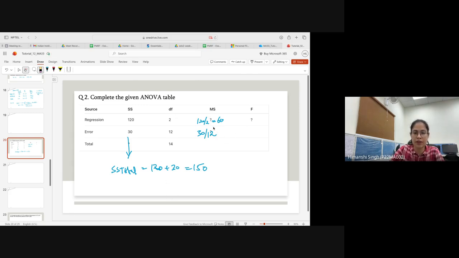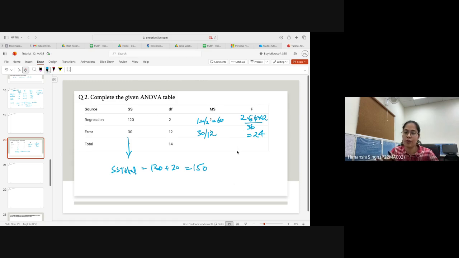So the F statistic will be their ratio. This divided by this. So it will be 60 divided by 30 divided by 12. So 30 and it is 12 here. So what will that quantity be? It is 24.